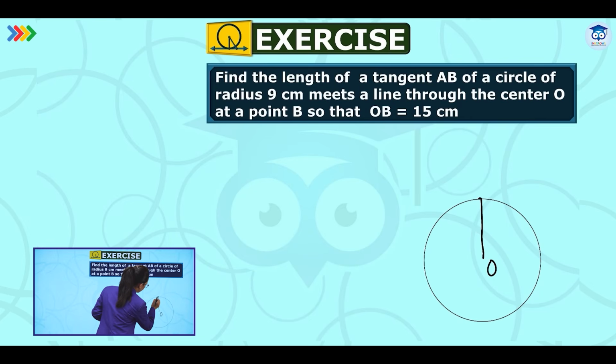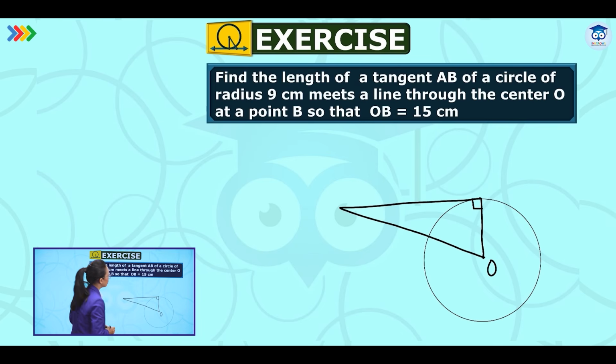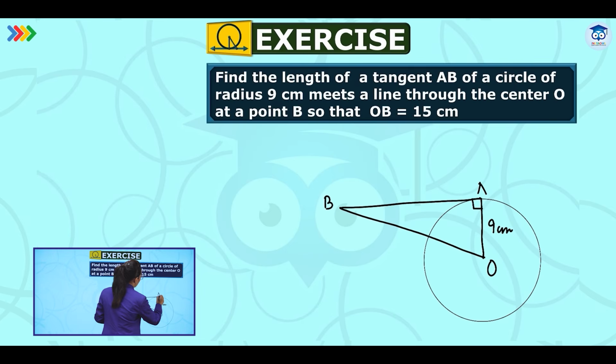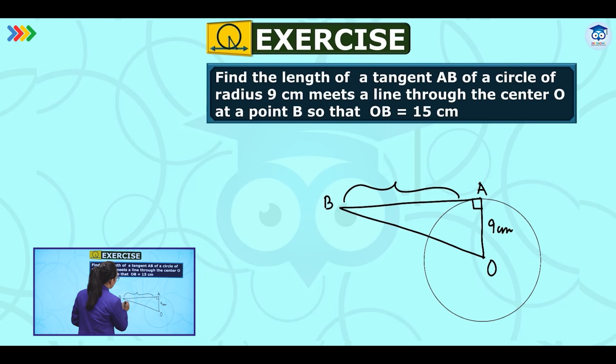So we have a tangent here, and we know that it always makes 90 degrees here. This is a radius which is 9 centimeter. It meets a line through the center O at a point B. So somewhere B is here. And now we are going to find the length of this tangent. Given that this distance is 15 centimeter.